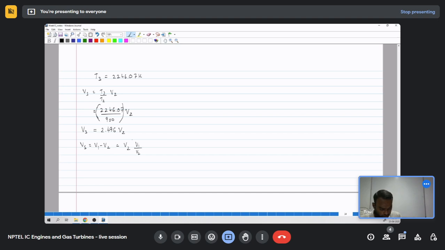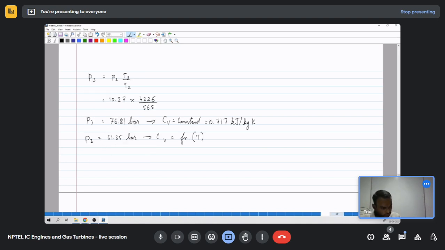V2 minus 1. So that is this ratio we know, V2 into R minus 1, and that is 15 V2, because R is 16 as given in the problem.